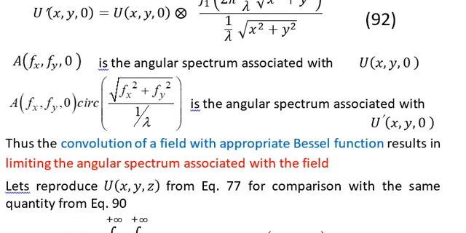So this angular spectrum A at fx comma fy comma 0 is the angular spectrum associated with the field u of x comma y comma 0, that is A of fx comma fy comma 0 multiplied by the circ of the square root of fx square plus fy square divided by 1 over lambda. Actually this is the angular spectrum associated with the field u prime of x comma y comma 0. Thus the convolution of a field with the appropriate Bessel function results in limiting the angular spectrum associated with the field.